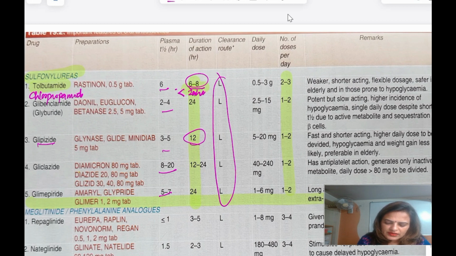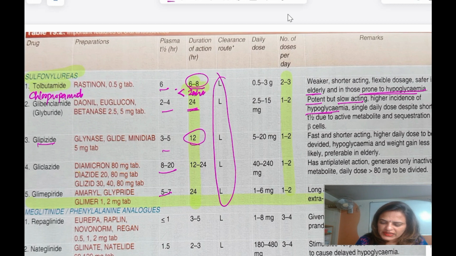Tolbutamide has a short duration of action, 6 to 8 hours, so hypoglycemia is less, and we can use it safely in an elderly patient. Then glibenclamide is potent but slow acting, with a higher incidence of hypoglycemia. Hypoglycemia is the most common side effect seen with this group of drugs, because they cause the release of insulin, and the most common side effect of insulin is hypoglycemia. The same side effect is seen with the sulfonylurea group of drugs.